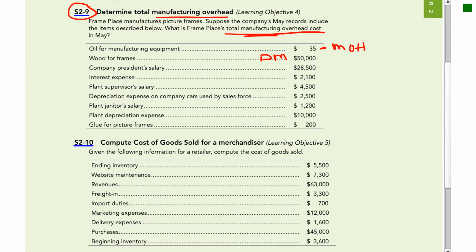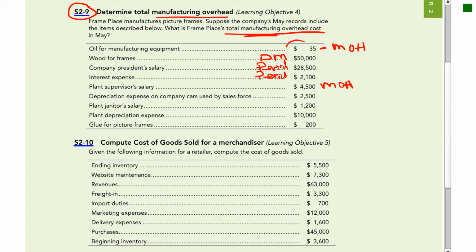The company president's salary, well, that's a period cost, and period cost is not product, so we don't need that one either. Then we've got interest expense. That's also going to be a period cost. If they don't specify interest, because you could have interest on inventory related items later on, if it just says interest expense, just always assume that's going to be period unless they tell you otherwise. It says the plant supervisor salary, guys. That's definitely overhead. Again, to trace their individual salary to every product is not something that's easily done. So that's part of overhead.